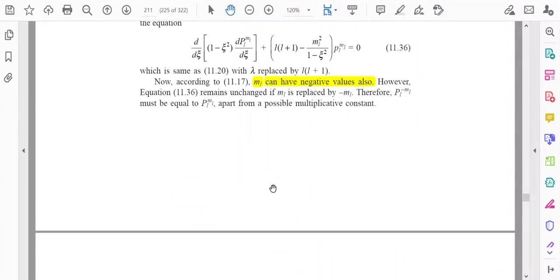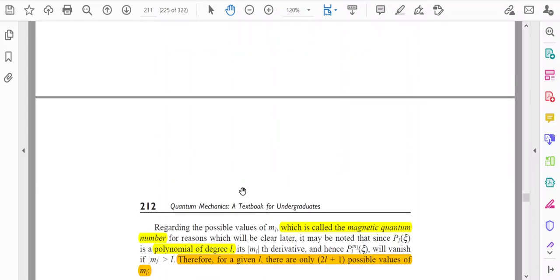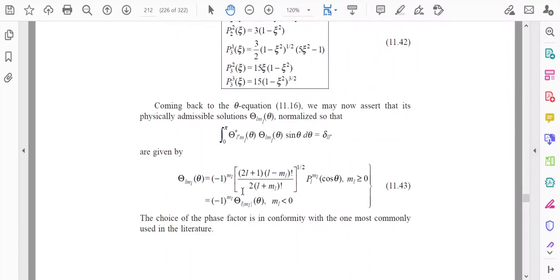This equation, for ml not equal to 0, is the associated Legendre differential equation, and for ml equal to 0, that equation is known as just the Legendre differential equation. The solution is given by equation 11.43. We are not going into the details of the mathematical steps, but the solution of the Legendre differential equation and associated Legendre equation will be like this for ml greater than or equal to 0, that is case 2.